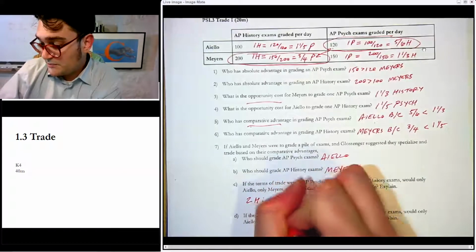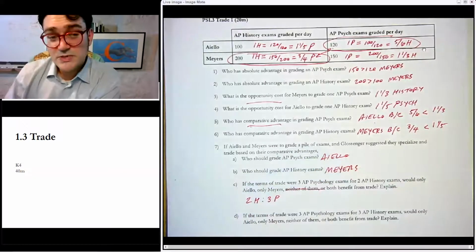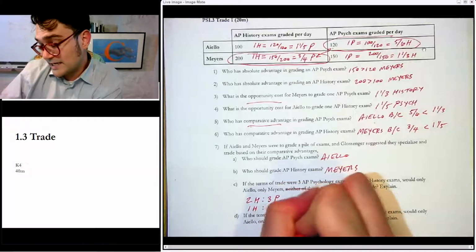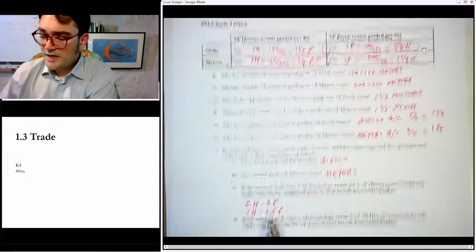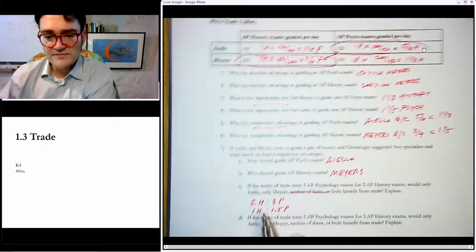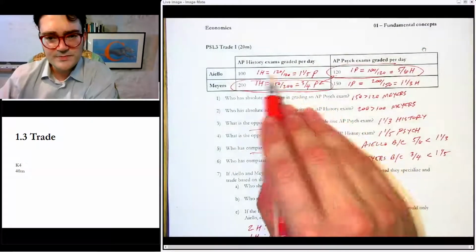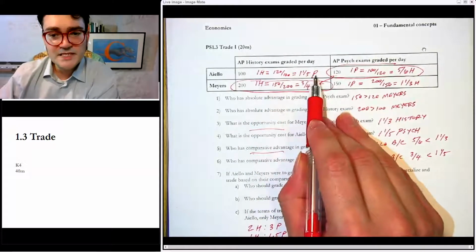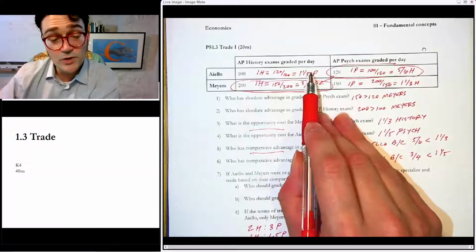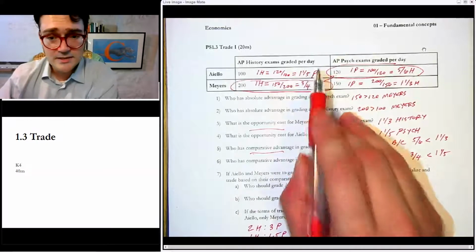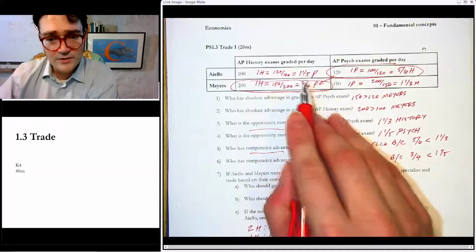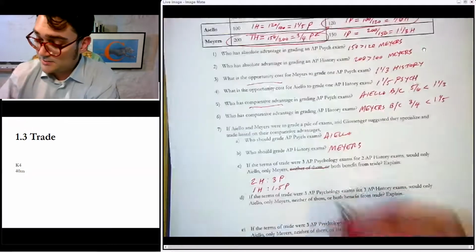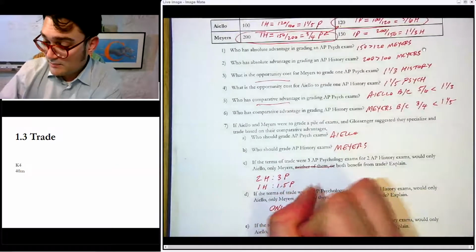2 history for 3 psych. Now let's reduce that down to 1 history to 1.5 psych. Okay? And then we take that 1 history to 1.5 psych, and we're going to look up here, right? 1 history to 1.5 psych. And is 1.5 psych between 3/4 and 1 1/5? No, it is not. Right? 1.5 is bigger than Aiello's 1 1/5. So it's bad for Aiello. So we would say only Myers.